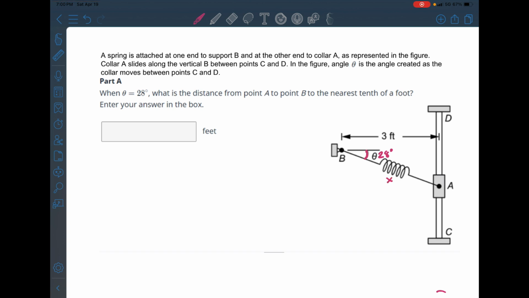So let's draw this out a little bit better. This is going to be a right angle here. We have 28 degrees here. This right here tells us that this side is 3 feet. And it is asking when that angle is 28 degrees, how long is this spring? So this is a right angle, we're going to use some trig here. When we have one side of a right triangle and an angle, we use trig. And if you remember, SOHCAHTOA.